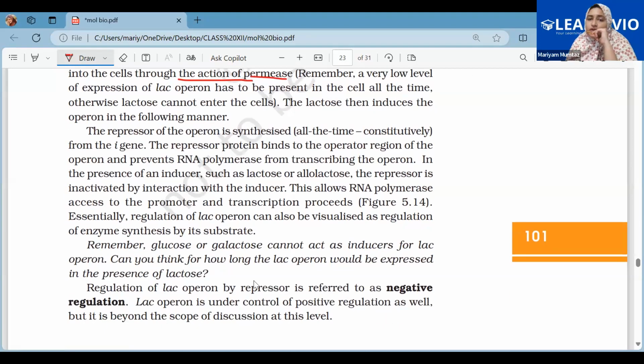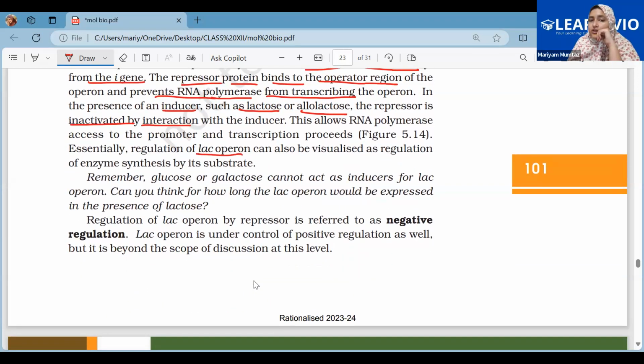Now, the repressor of the operon is synthesized all the time, constitutively, from the I gene. The repressor protein binds to the operator region and prevents RNA polymerase from doing the transcription process. In the presence of inducers such as lactose or its other forms such as allolactose, then what happens? The repressor is inactivated by the interaction, because the inducer comes and binds with the repressor. So the whole process of transcription then happens normally. So essentially, regulation of the lac operon can also be visualized as regulation of enzyme synthesis by its substrate.